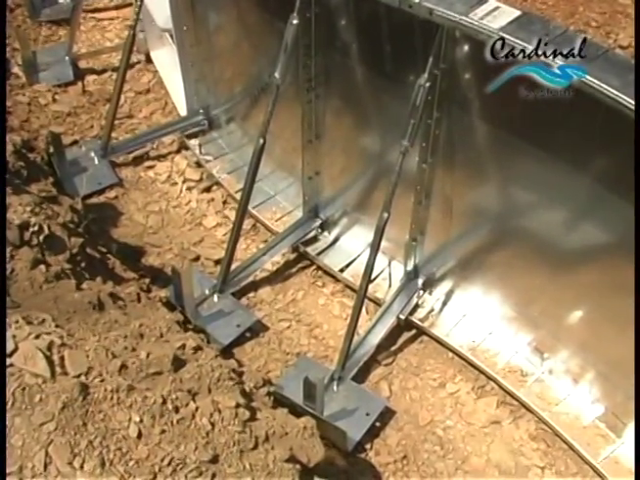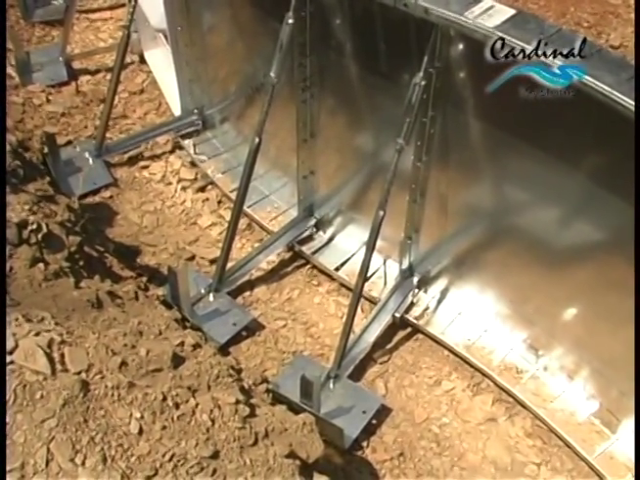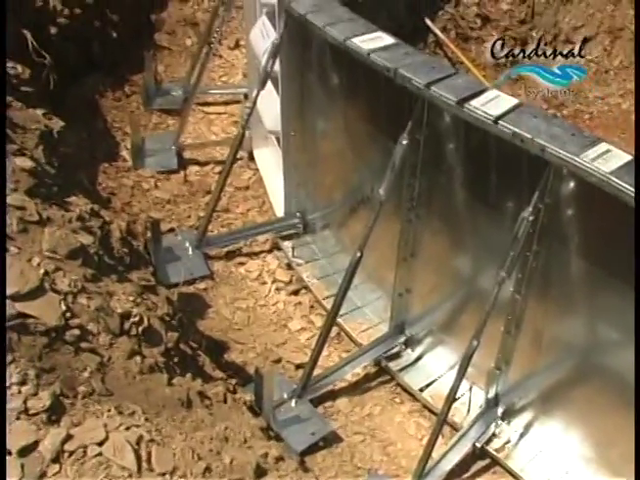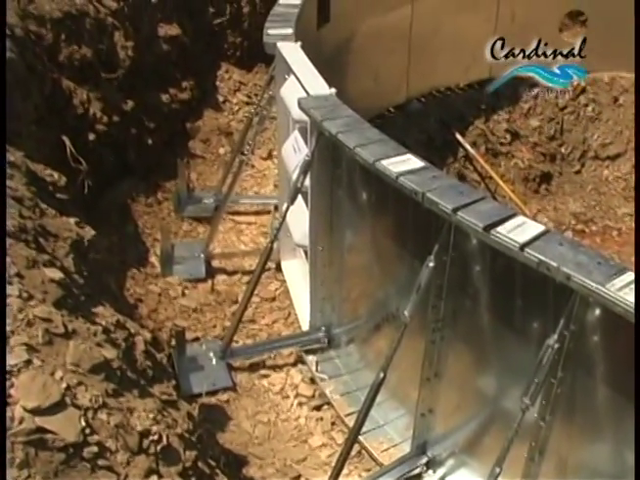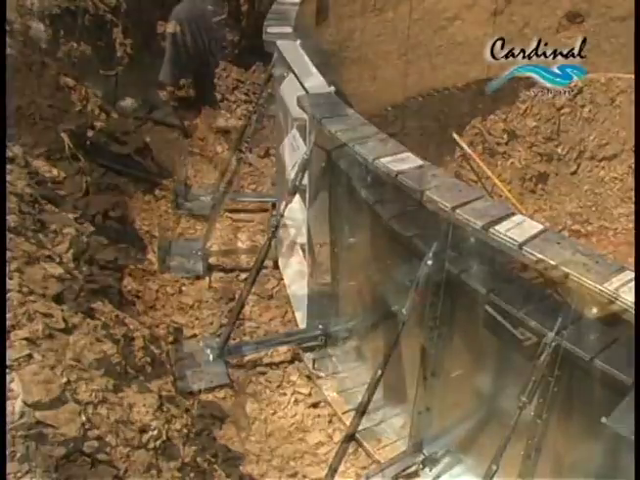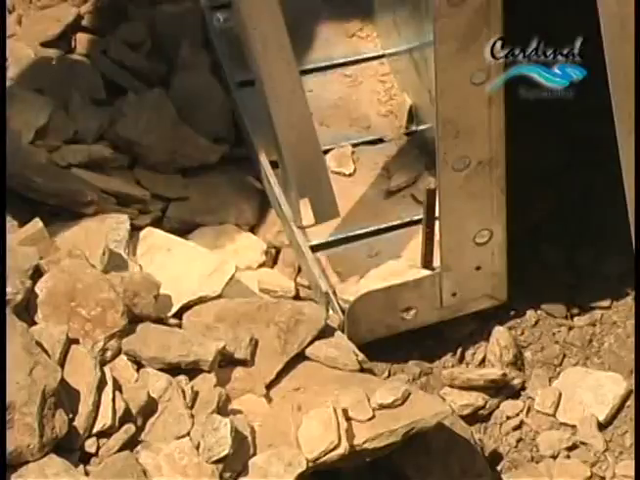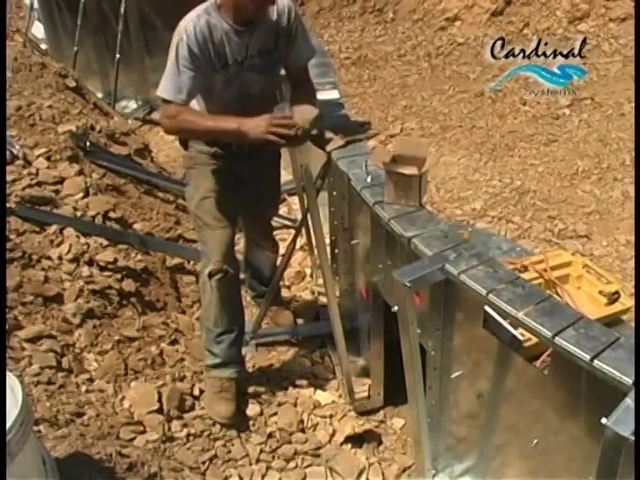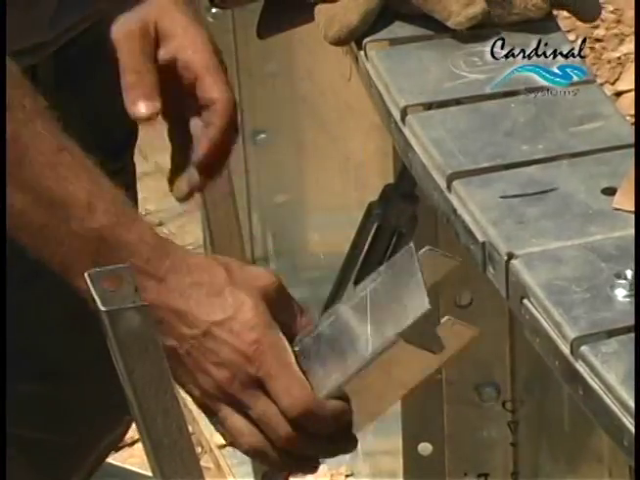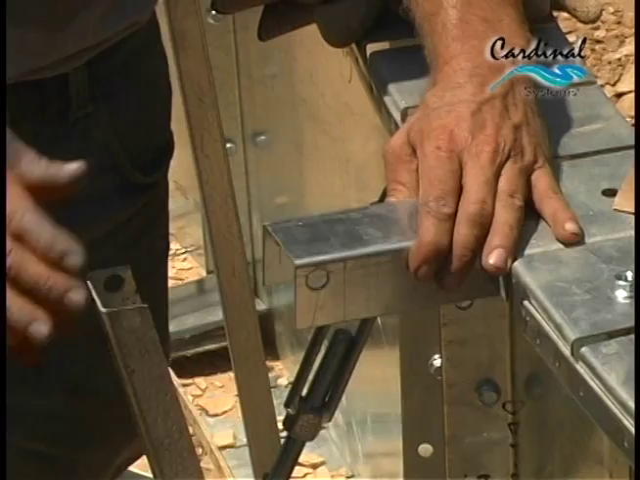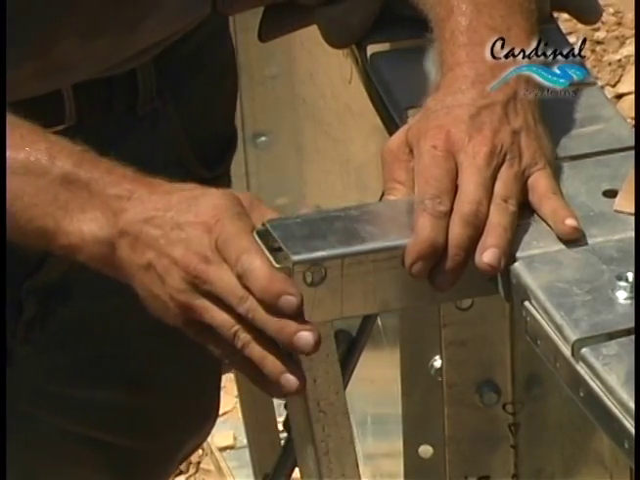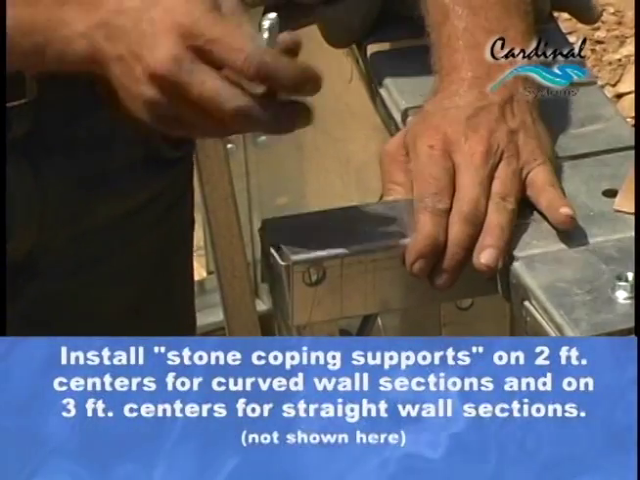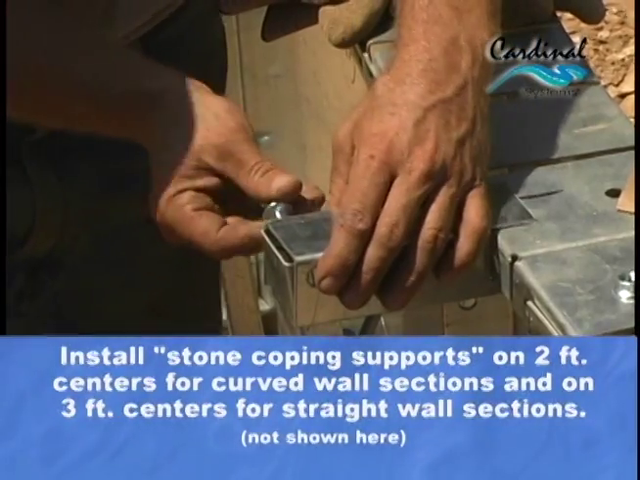This particular installation will feature a deck and stone coping. So let's turn our attention to installing the bracing for those features. To install the stone coping support braces, place the notch in the lower part of the brace over the outer flange of the panel and install the horizontal stone coping support as shown here. Then, align the holes of the vertical component with those on the support and secure with the 3-inch bolt provided.